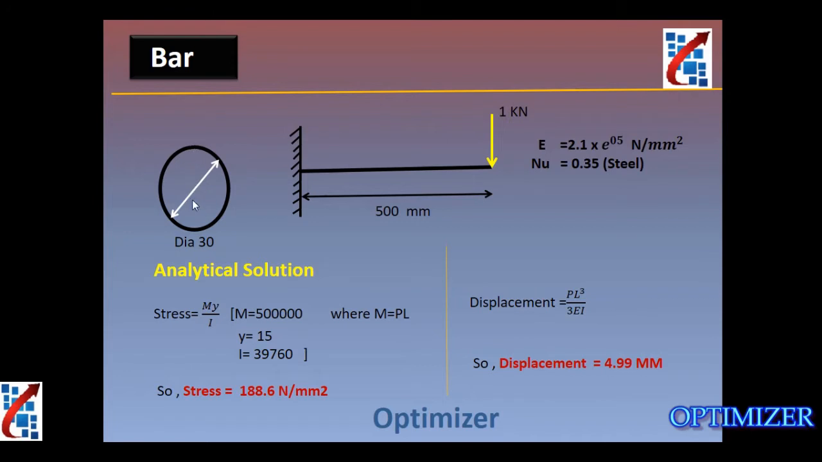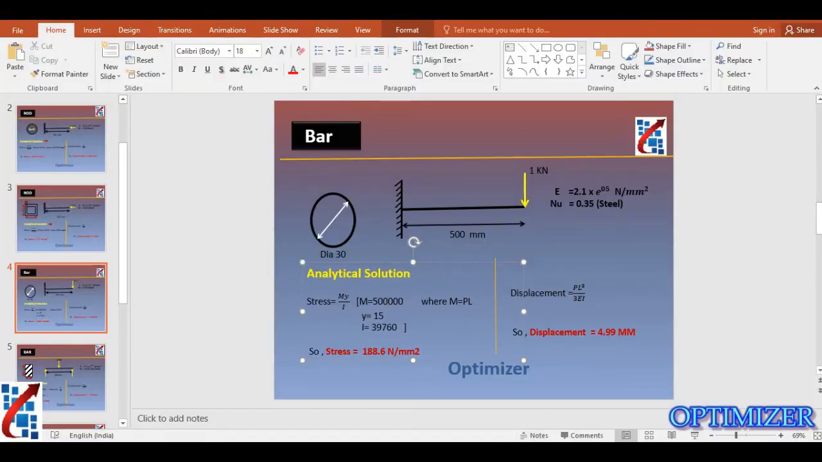Y is 15, so half of the diameter, 15, has been taken. Moment of inertia is around 39,000, and with the help of this formula and this formula we have calculated the stress and displacement, that is 4.99 and 188. So let us solve this problem with the help of HyperMesh now.